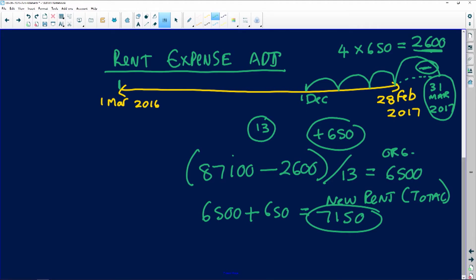Now again, like I said earlier, you could use a different method. I know a lot of students like the monthly rent to equal X, and then they solve for X. Use the method that you prefer. Use the method that works for you. Okay, right, now that I've got my adjustment, so what do I now do with this adjustment?